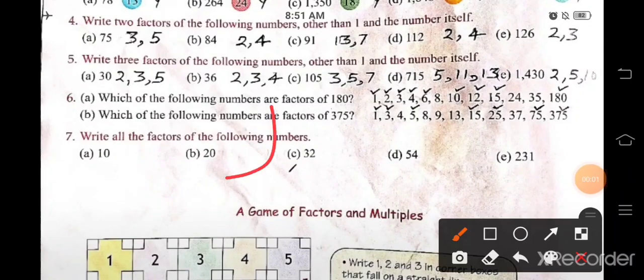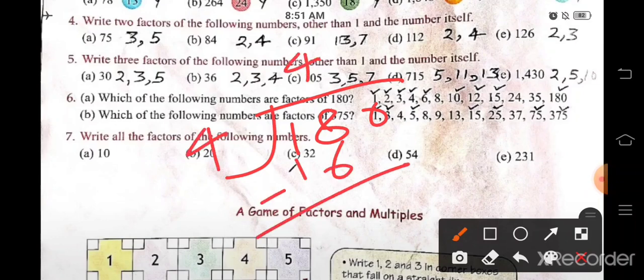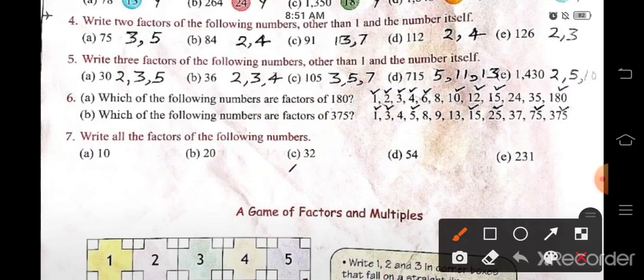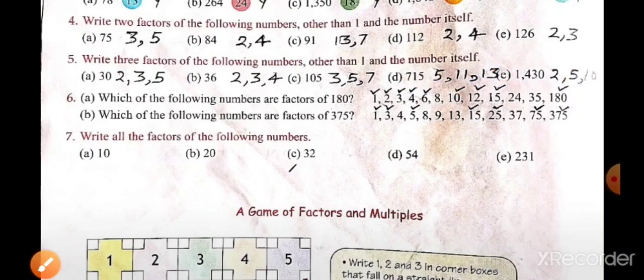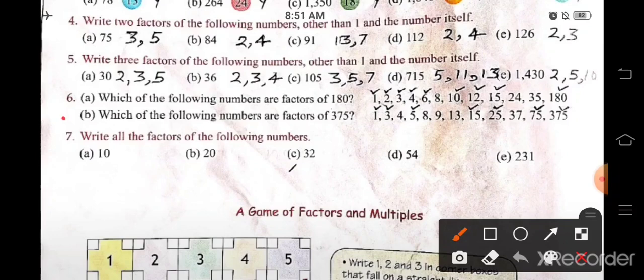Now check 4. 4 fours are 16. 4 fives are 20. Remainder is 0. So 4 is also a factor. 6 is also, 6 threes are 18. 10 is also, 12, 15 and 180 are factors of 180. Like this you have to tick. First check and then tick. Like this you have to do B part.